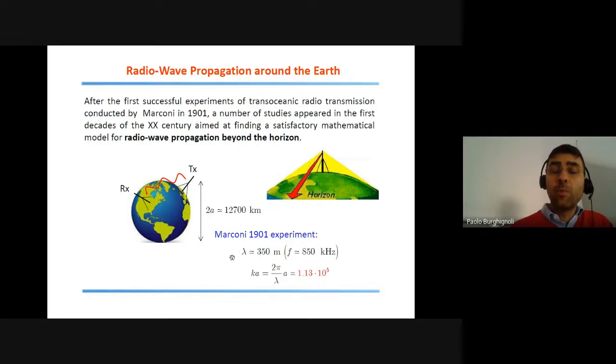And that Marconi employed wavelengths around 350 meters because he used oscillators working at around 850 kilohertz. Then the normalized radius of the Earth at this frequency, k times a, is of the order of 10 to the 5th power, which is the number of partial waves that would be necessary to sum in order to find a reasonable convergence for the solution we have derived.